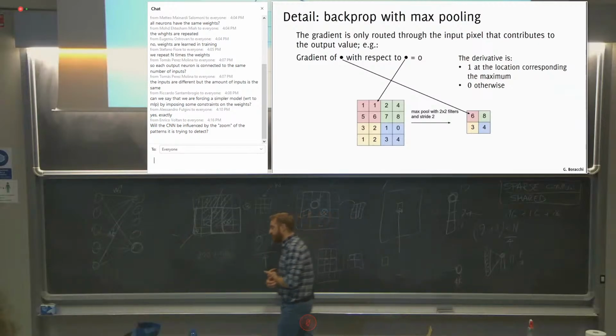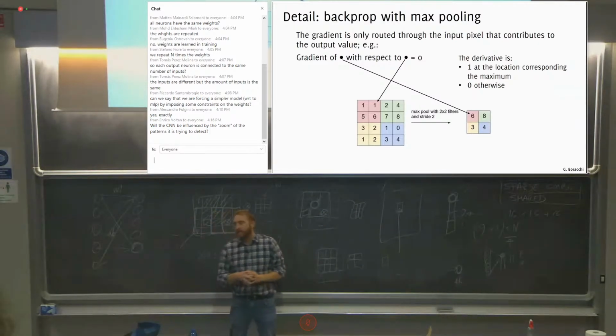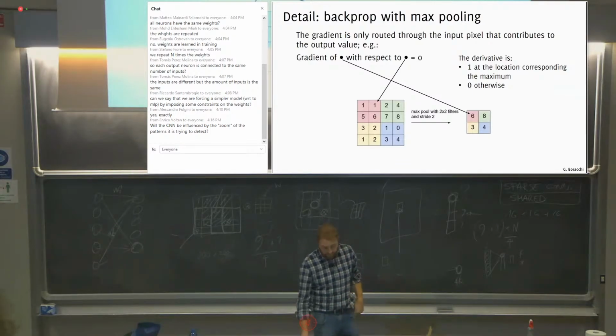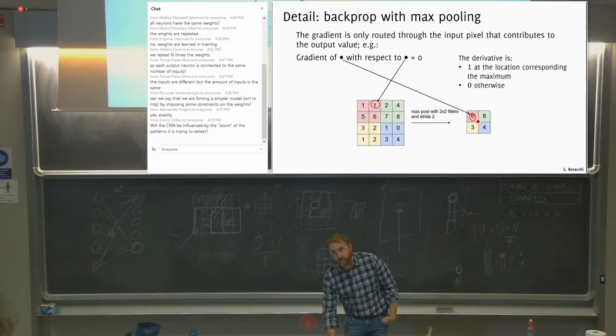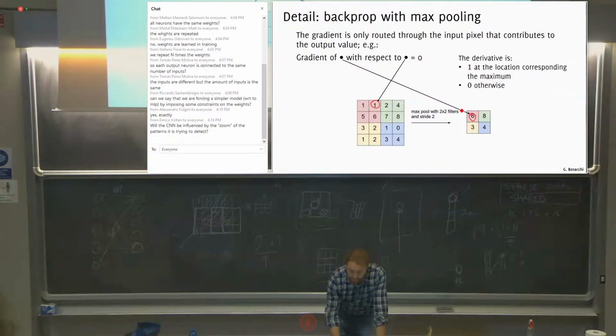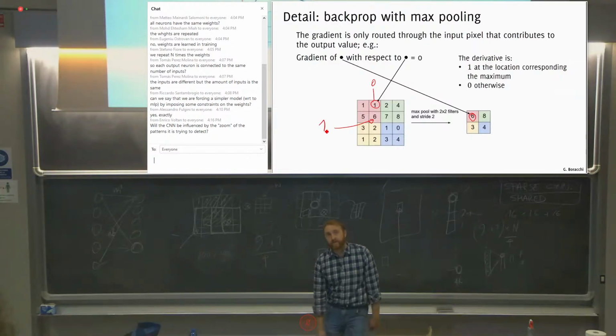The only point is how to compute the derivative out of the max pooling layer. And this is rather simple, because we want to compute the derivative of this guy with respect to this guy. This guy has not contributed to this because it was not the maximum over the region. So the derivative of this guy with respect to this guy is going to be 0. And only where the max was, in the location where the max was, you assign the derivative to be 1.